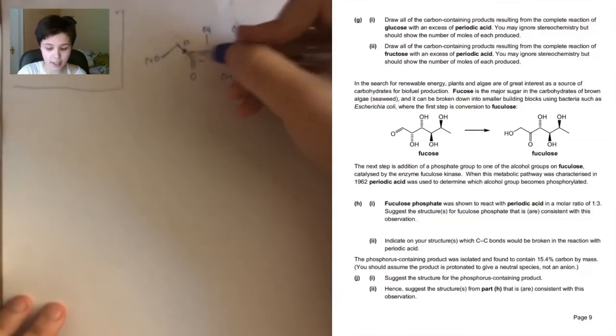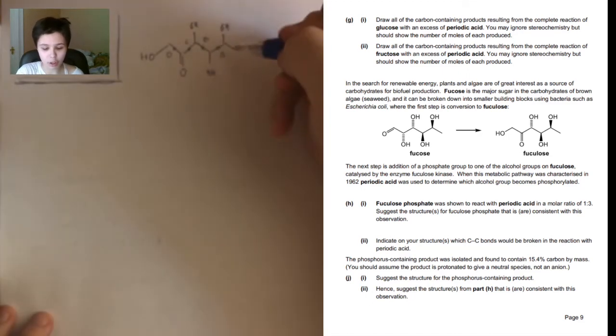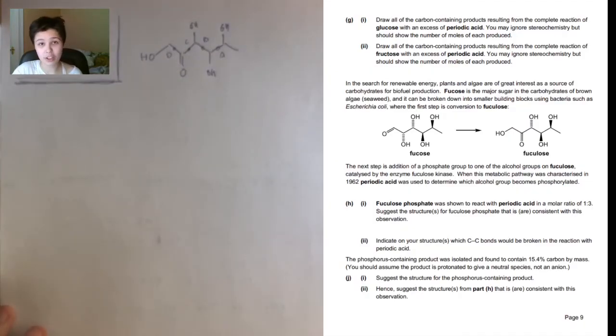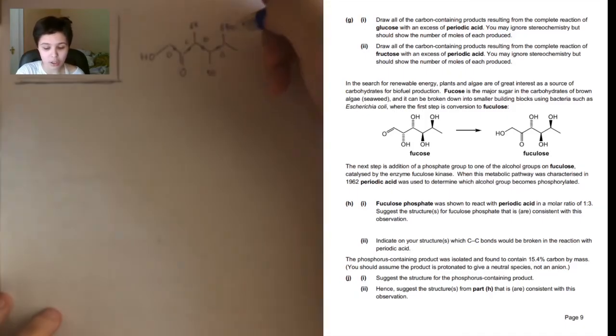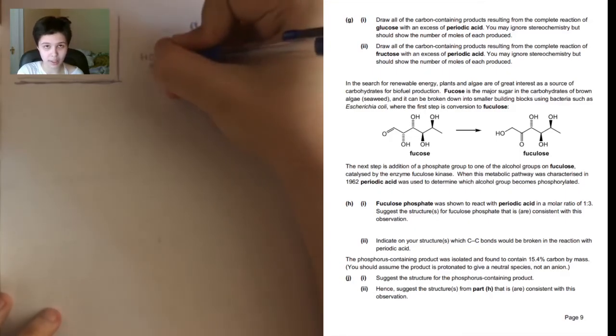Everything's consistent. So for fuculose to react with periodic acid in a ratio of 1 to 3, we need exactly 3 bonds in fuculose to be broken, and there are a total of 4 bonds, A, B, C, and D, that can break. So let's see which combinations of these bonds can break with one of the OH groups being replaced by a phosphate group. So we can break A, B, C, because then the only group that we don't want broken is D, and to do that we just replace the OH with a phosphate group.